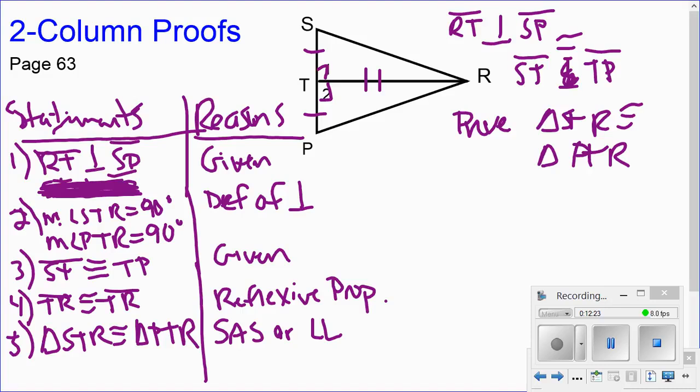So we did prove what we were supposed to, and we used the fact that RT was perpendicular to SP and ST was congruent to TP. A little mistake there, but that's okay. So we're finished with our two-column proof.